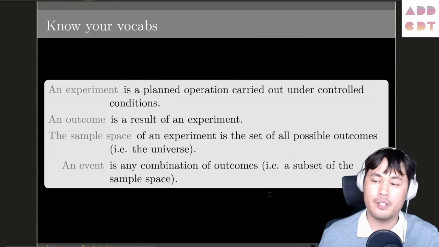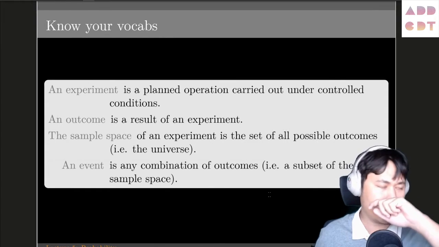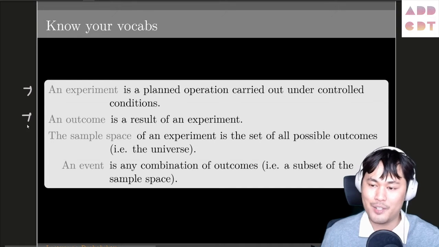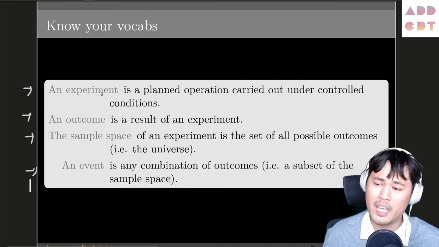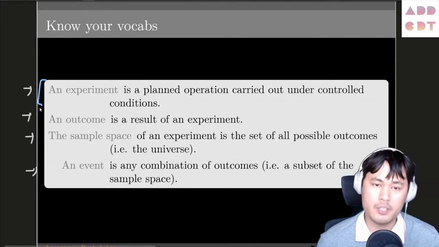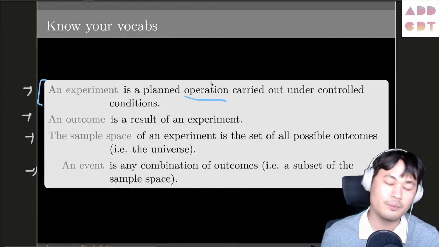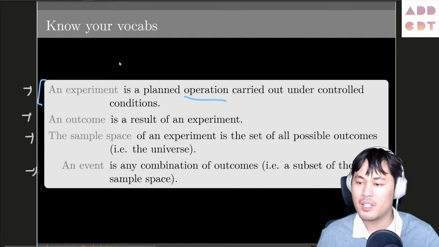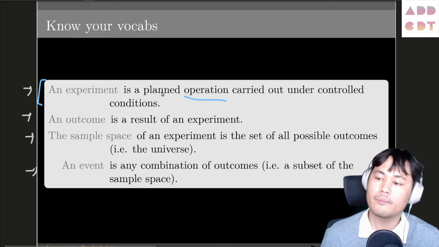So there are 4 main words here. Whenever you perform some kind of randomized event, there are 4 different vocabulary words you need to learn. First, it is an experiment. An experiment is just any operation you carry out. Whenever you want to randomize something, you first have to explain clearly what you are doing.